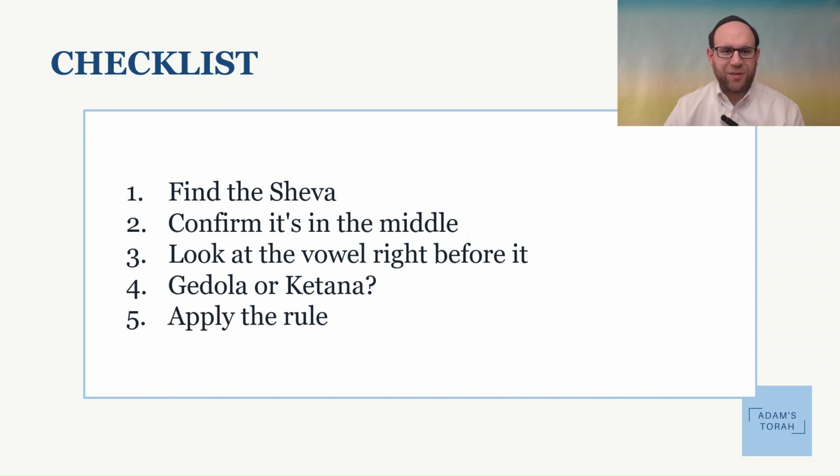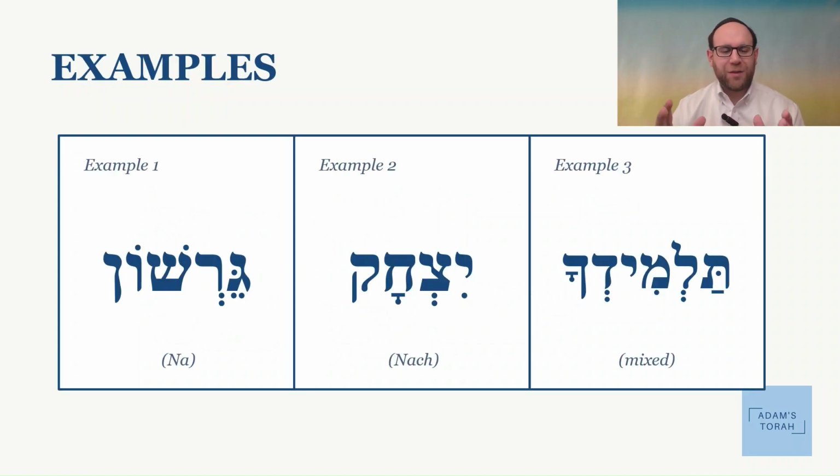So here's the checklist. First, you're going to find where the Sheva is in the word. Number two is you're going to confirm it's in the middle, because if it's at the beginning of the word, well, it's not following a Tenu'ah Gedolah or a Tenu'ah Ketanah. Number three is you're going to look at the vowel in the letter right before it and ask yourself, is that a Tenu'ah Gedolah or a Tenu'ah Ketanah? And then you're going to apply the rule. If the letter before it has a Tenu'ah Gedolah, this Sheva is a Sheva Na. If the letter before it has a Tenu'ah Ketanah, this Sheva is a Sheva Nach. Let's look at some examples.